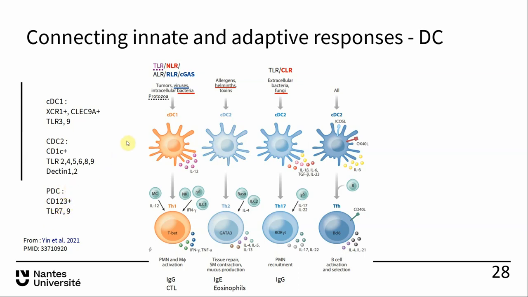Okay, so what's going to happen is, depending on the type of pathogen, then different groups of pattern recognition receptors will be activated, and this will lead to different types of cytokine secretion profiles by the activated dendritic cells.